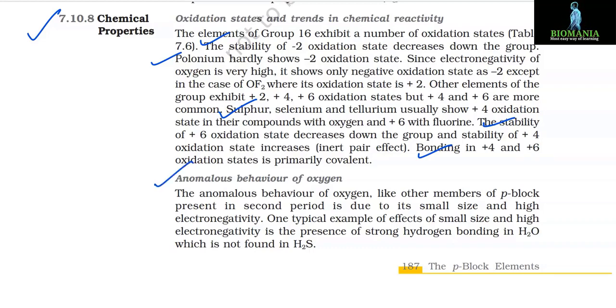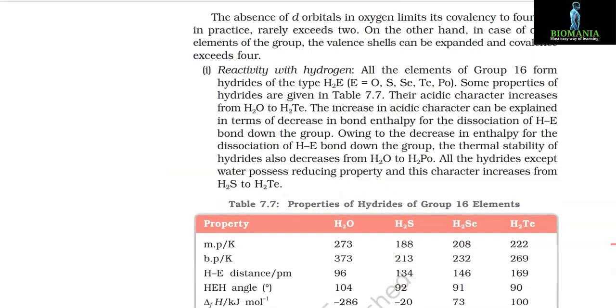Anomalous behavior of oxygen. The anomalous behavior of oxygen, like other members of p block present in second period, is due to its small size and high electronegativity. One typical example of effects of small size and high electronegativity is the presence of strong hydrogen bonding in H2O, which is not found in H2S. The absence of d orbital in oxygen limits its covalency to 4 and in practice rarely exceeds 2. On the other hand, in case of other elements of the group, the valence shells can be expanded and covalence exceeds 4. Number 1. Reactivity with hydrogen.